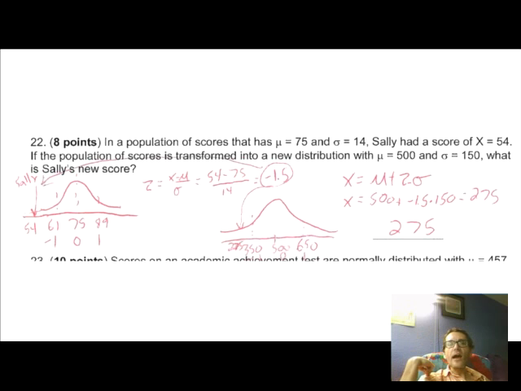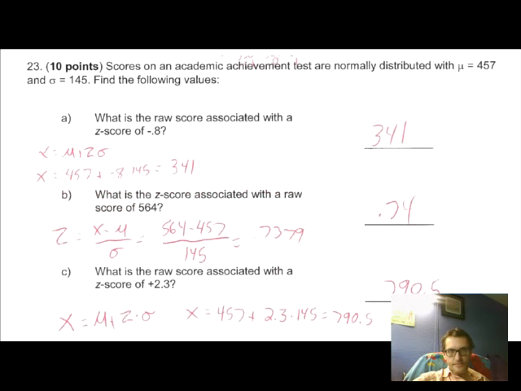Lovely. So now, in this new distribution, which is in the middle here, it's centered at 500. Look at that, 150 on each side. This z-score of -1.5, what raw score will pop out at that point? And so we grab our old equation, x equals mu plus z sigma. And so we put in 500 plus -1.5 times 150 and do the math and get 275. All right, very good. Easy enough, Sally.